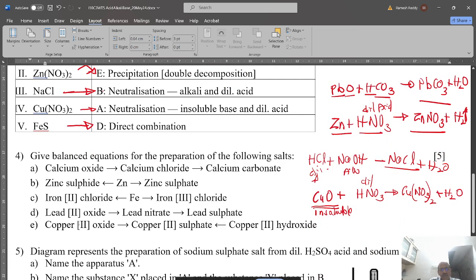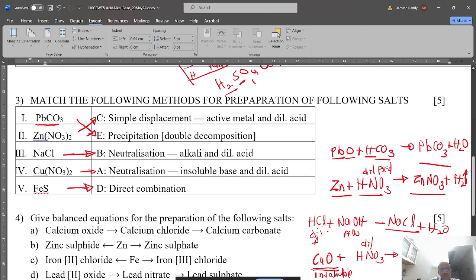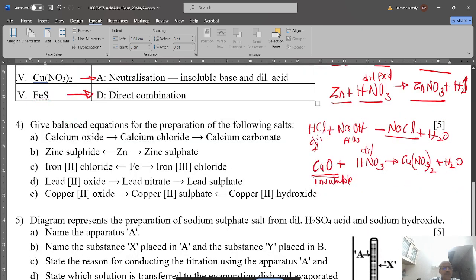Any doubts so far? This is the one which you told me you had most of the doubts about, so I spent a little more time to explain it. That's it. So the fourth one is a very easy one. You just have to give a balanced equation for this. Hope you might have done it properly, right? In case you need any help, please do let me know. I will do that actually.